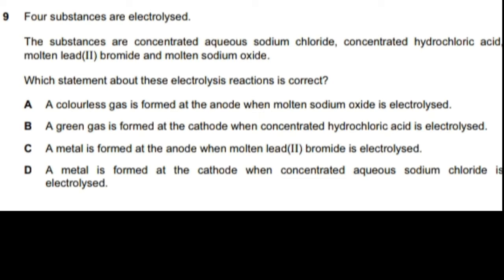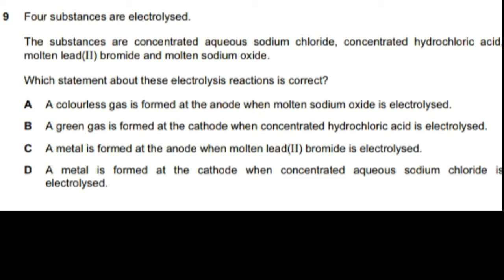Second one, concentrated HCl. After electrolysis, H2 gas is formed at the cathode and Cl2 gas is formed at the anode. Molten lead bromide means Pb2+ and Br-. Molten lead bromide means lead and bromine, there is no water. So after electrolysis, lead is formed at the cathode and Br2 is formed at the anode. Molten sodium oxide: sodium is formed at the cathode, oxygen is formed at the anode.